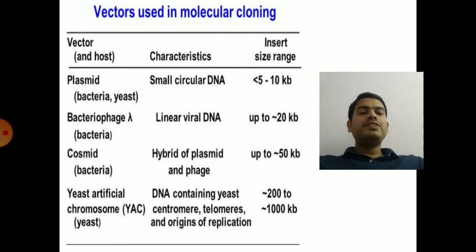And a yeast artificial chromosome, which was mentioned earlier, contains centromere, telomeres and an origin of replication. It ranges from 200 to 1000 kb. And bacterial artificial chromosomes range from 300 kb to 2000 kb. So that is the insert size of different vectors, and that many kb of your foreign DNA can be inserted in those vectors.